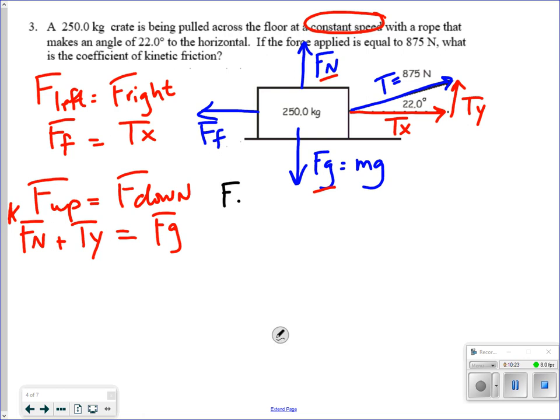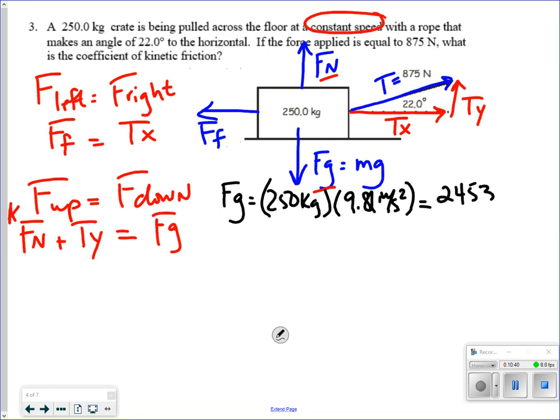Let's first figure out Fg. So Fg is going to be 250 kilograms times 9.81 meters per second squared. And when I find that, I get 2453 newtons. All right, then I'm going to work with my tensions because I know that.